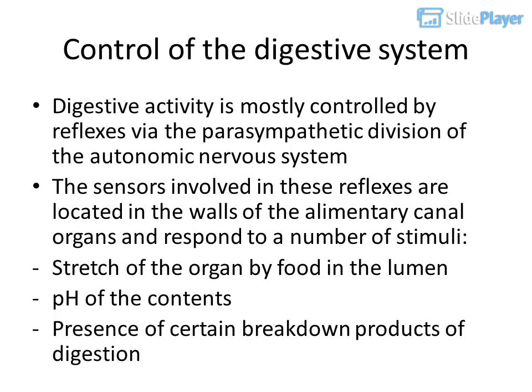Control of the digestive system. Digestive activity is mostly controlled by reflexes via the parasympathetic division of the autonomic nervous system. The sensors involved in these reflexes are located in the walls of the alimentary canal organs and respond to a number of stimuli: stretch of the organ by food in the lumen, pH of the contents, and presence of certain breakdown products of digestion.